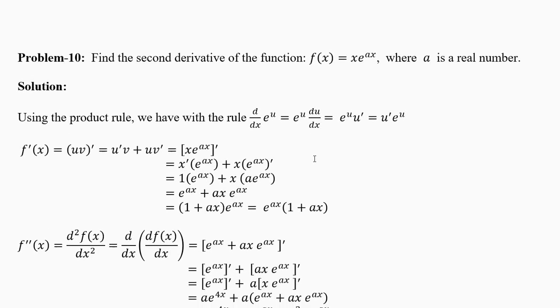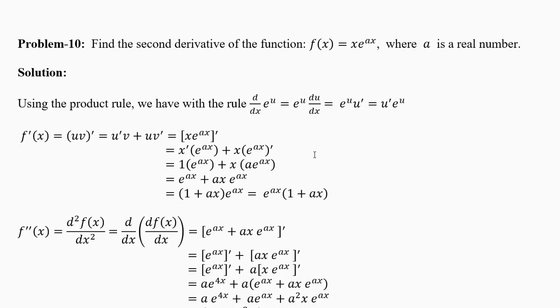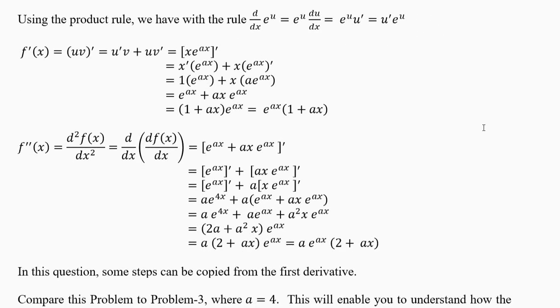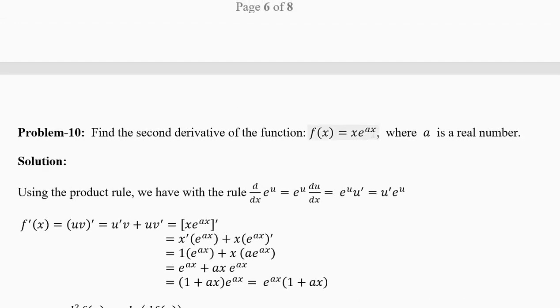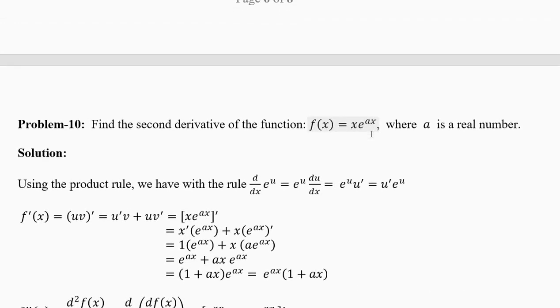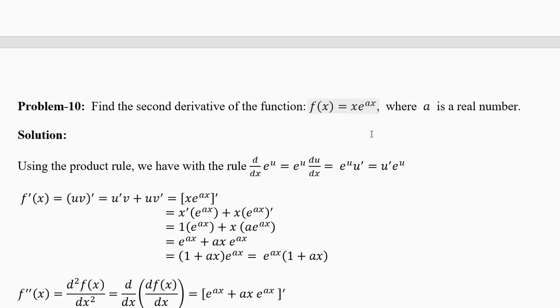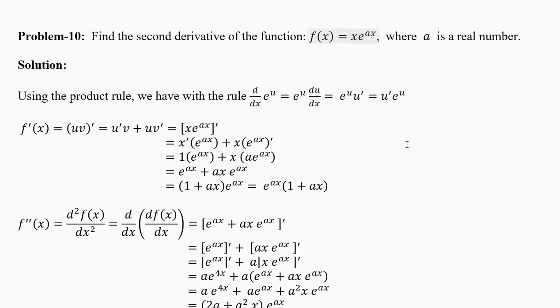Now till now we were doing questions with numbers, which we knew. Now in this question, find the second derivative of the function f of x equal to x e power ax, where a is any real number. Now this is like problem 3. In problem 3 it was e power 4x. Now here it is e power ax. We'll see what happens when we change the numbers.